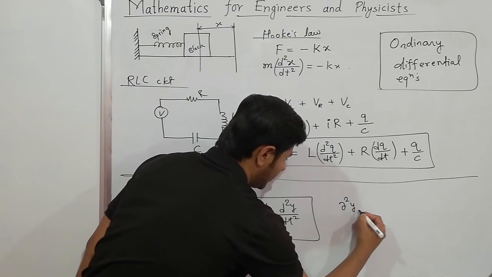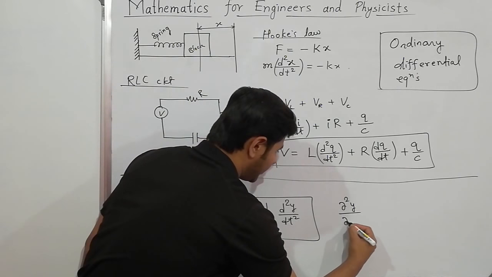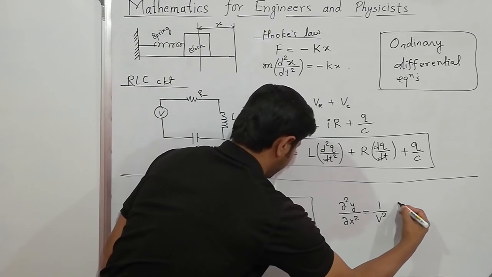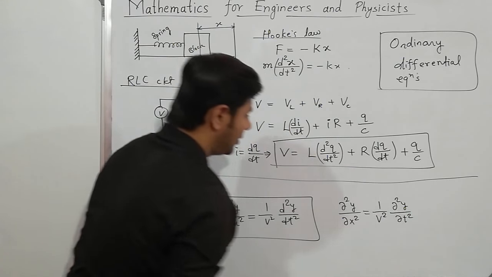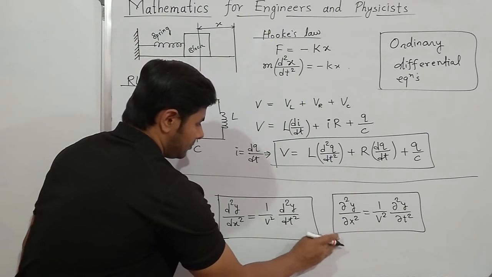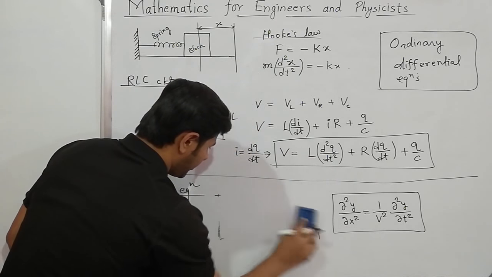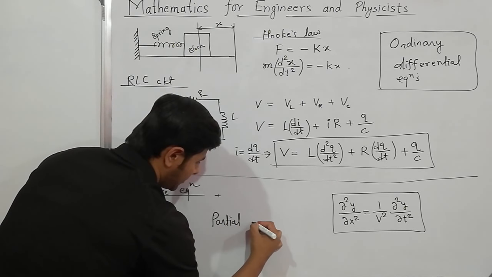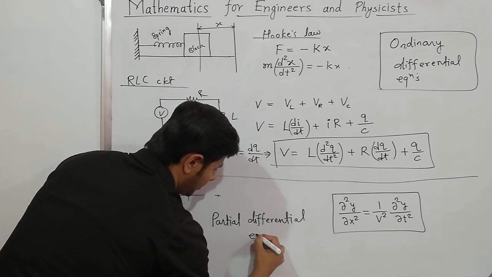So second order partial derivative of y with respect to x equals to 1 over v square into second order partial derivative of y with respect to t. So this equation is partial differential equation.